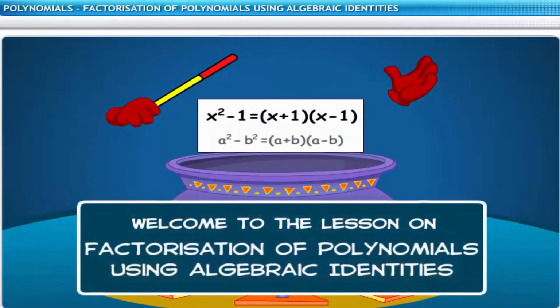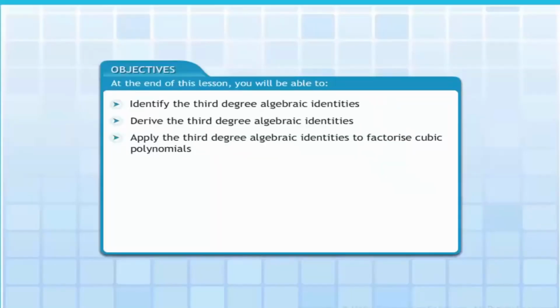Welcome to the lesson on factorization of polynomials using algebraic identities. At the end of this lesson, you will be able to identify the third-degree algebraic identities and derive the third-degree algebraic identities. You will also be able to apply these algebraic identities to factorize cubic polynomials.